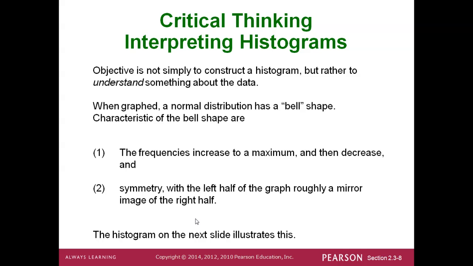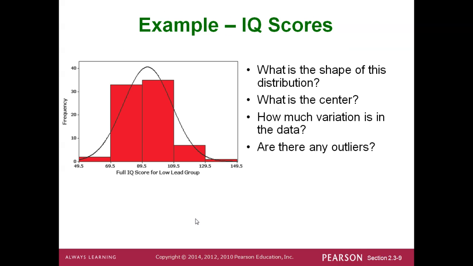We can see that easily with the histogram. That's that symmetry idea. It's going to roughly mirror. It won't be perfect, but it'll be really close if it's normal. Let's look at an example of that.